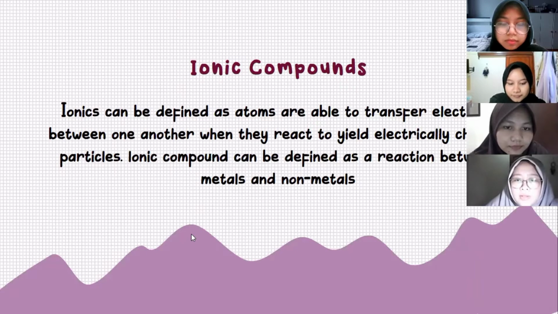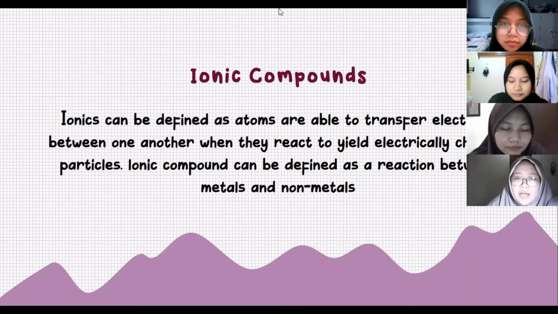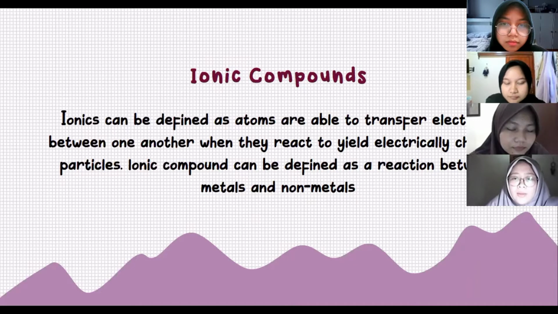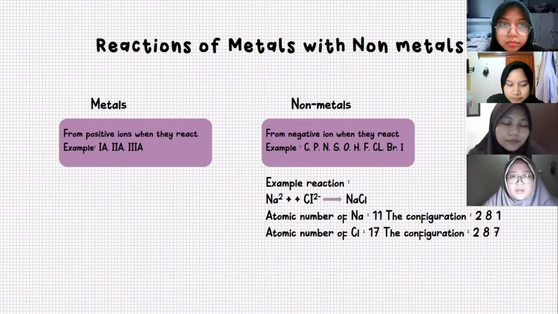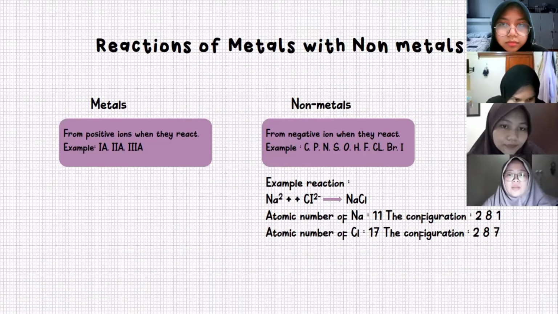Before we know about ionic compounds, we must know about ions. What is an ion? An ion can be defined as atoms that are able to transfer electrons between one another when they react to yield electrically charged particles. So, an ionic compound can be defined as a reaction between metals and nonmetals. Next slide. So, there is a reaction of metals with nonmetals.